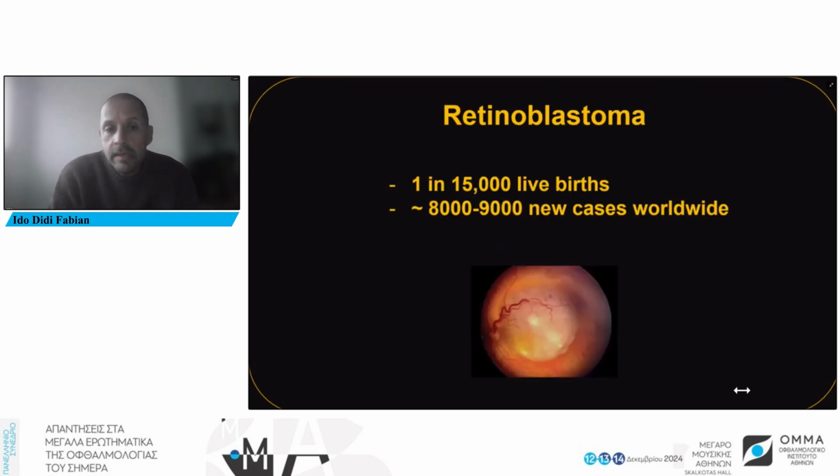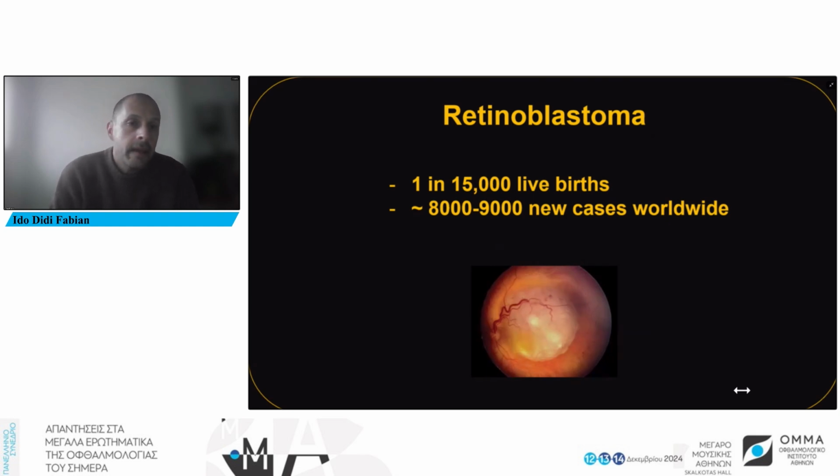Now, retinoblastoma is a rare malignancy. It's what we call an orphan disease. The incidence is constant, and this is a very unique characteristic of this disease. The incidence is constant across the world. It's the same incidence in Greece, in the UK, in North America, in Madagascar, in Papua New Guinea. It doesn't matter where you are on this planet. It's the same incidence, about 1 in 15,000 live births.